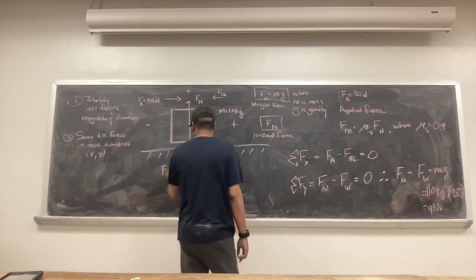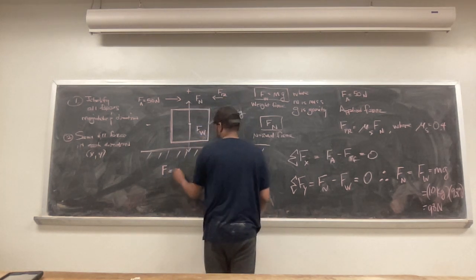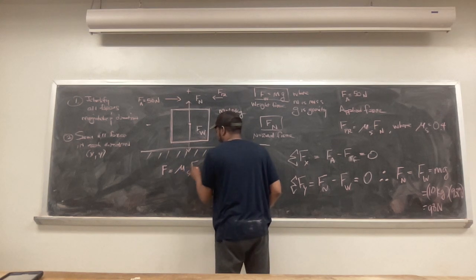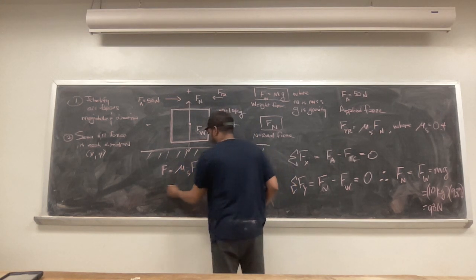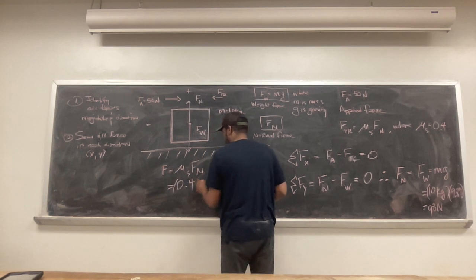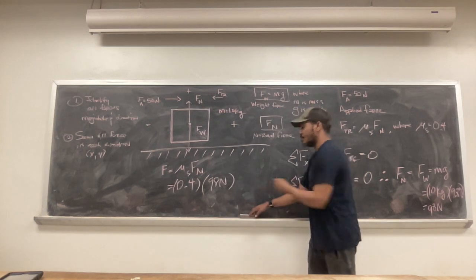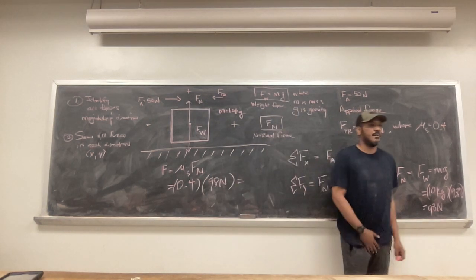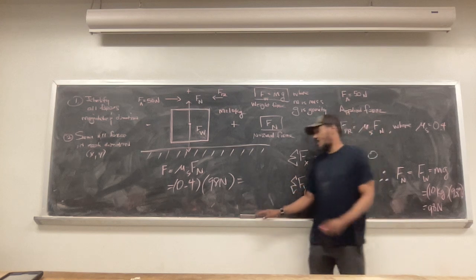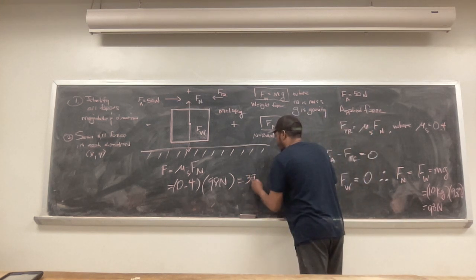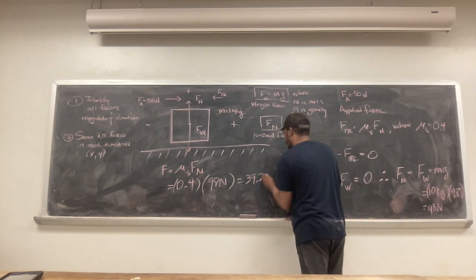All right, so friction force would be mu of S times F of n. And mu of S is 0.4 times 98 newtons. So what happened? We got 39.2 newtons.